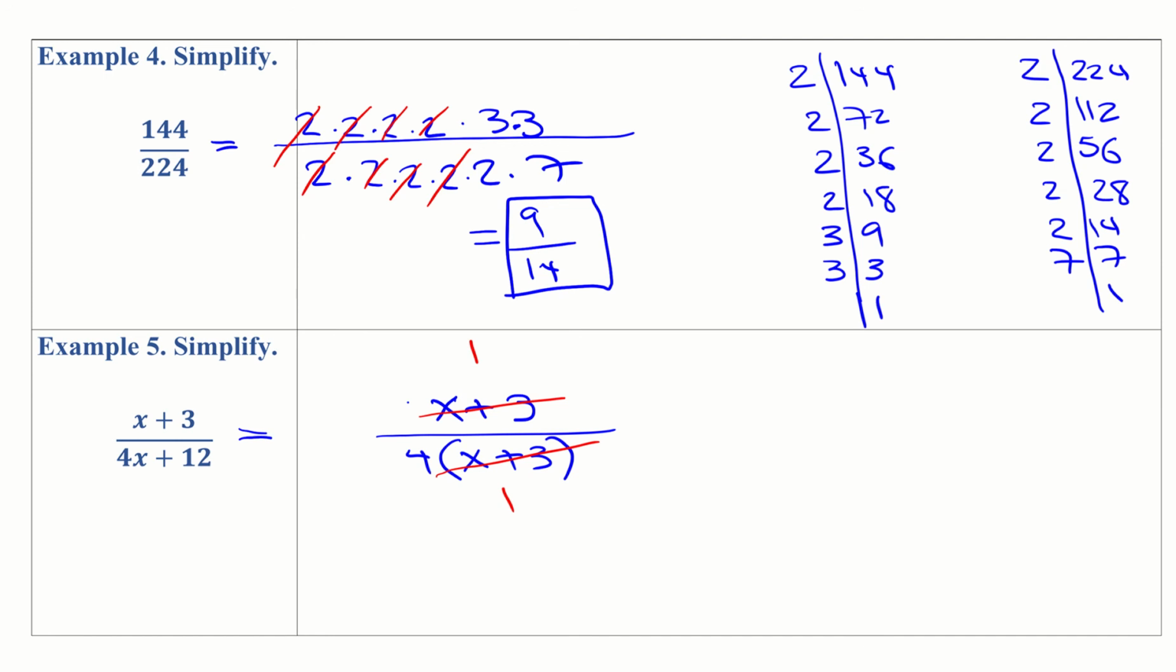So now I end up with, actually, I end up with 1 over 4. And that's all that's left. And that's perfectly correct cancellation right there. All right.